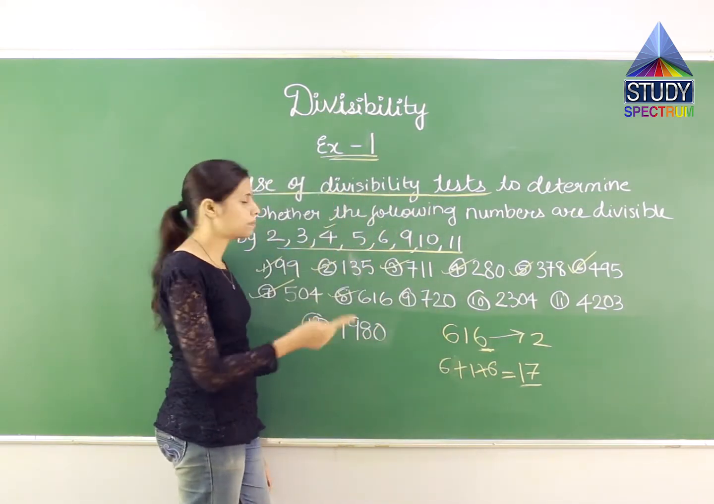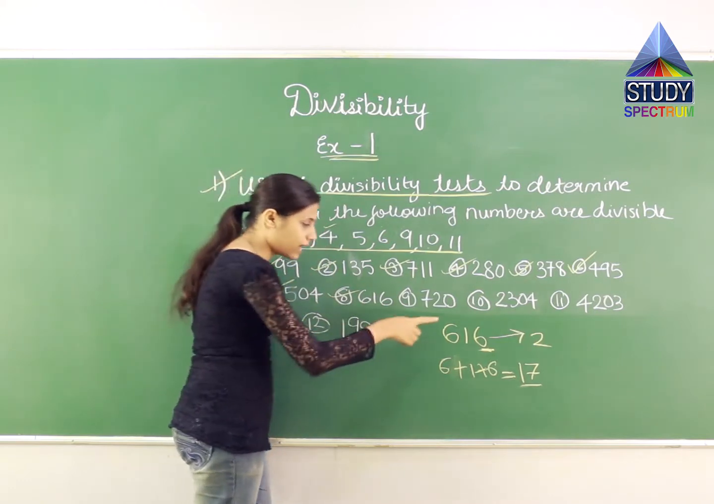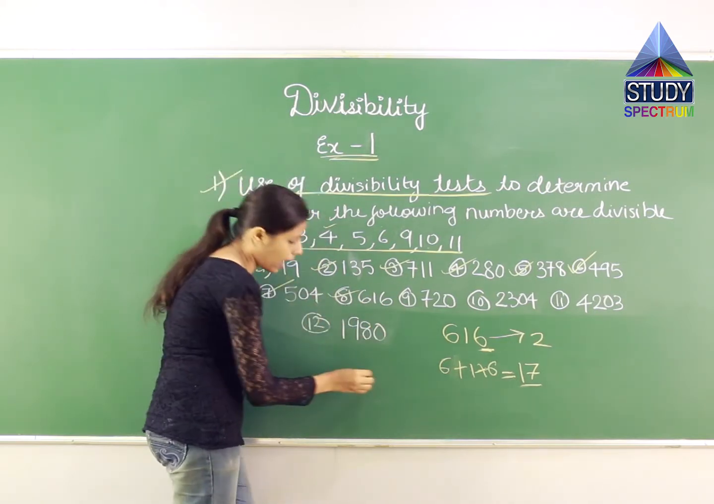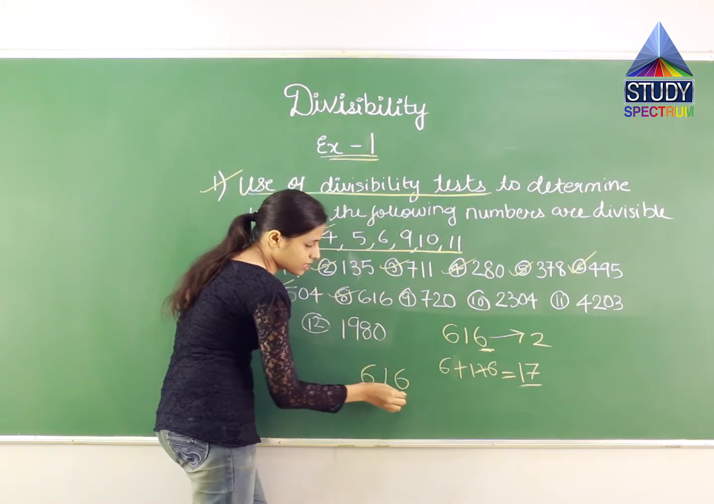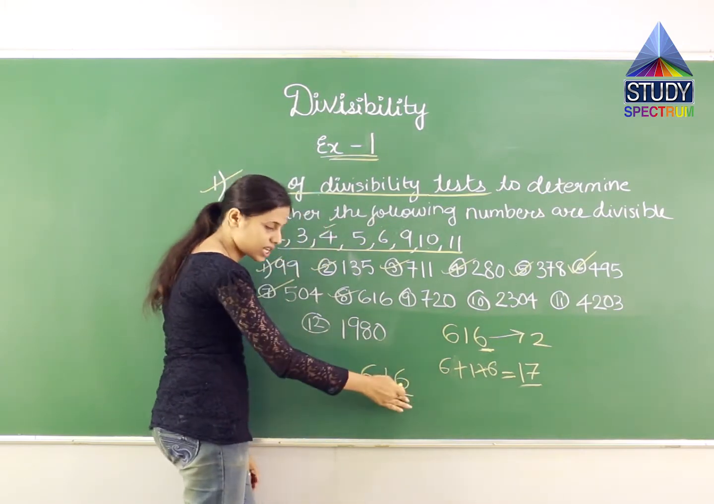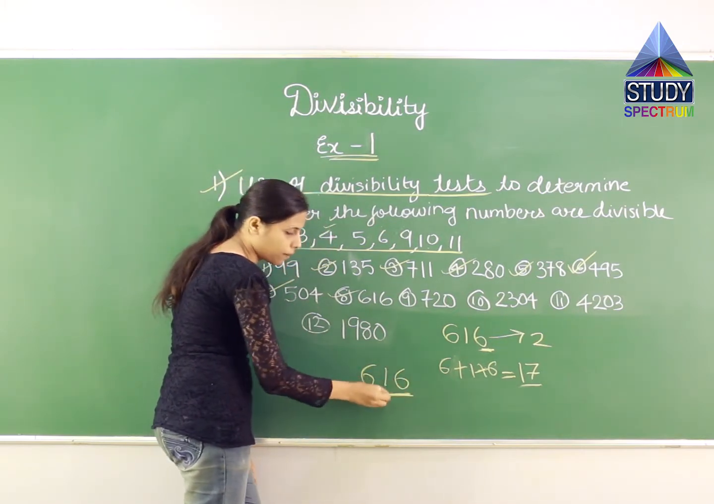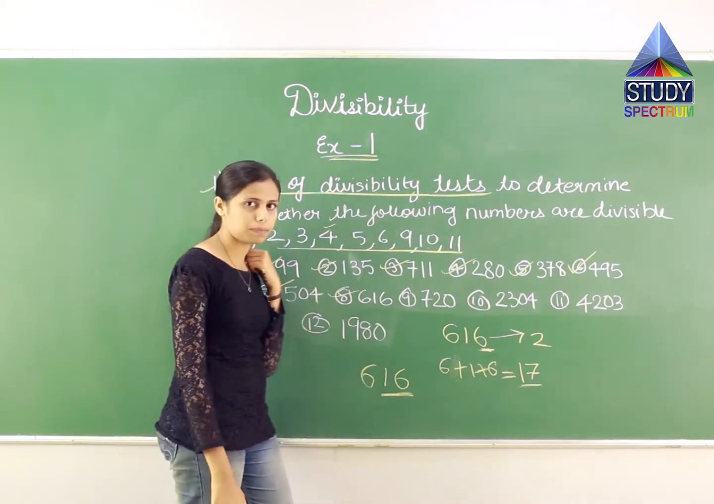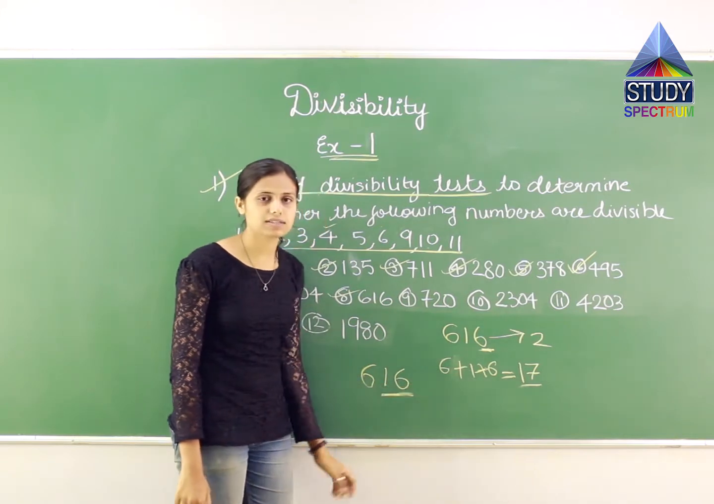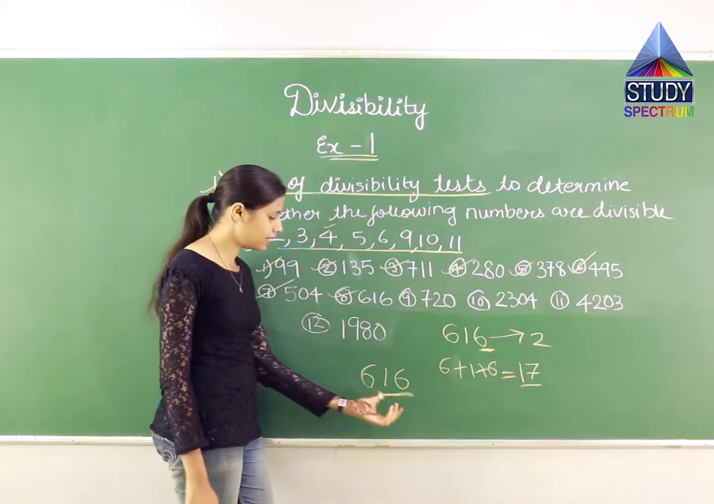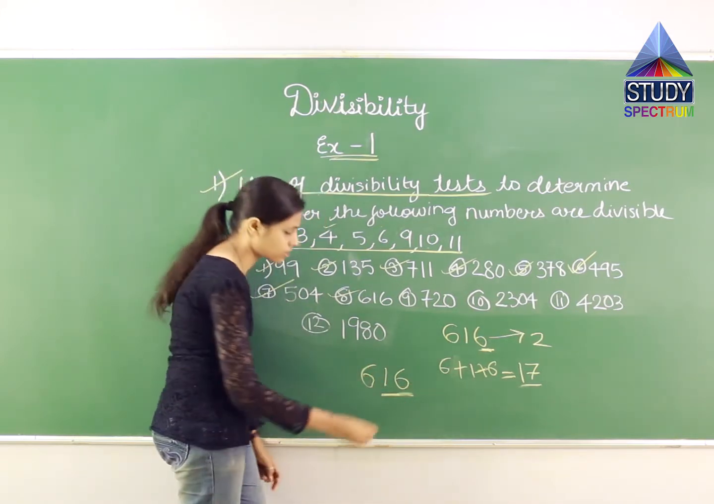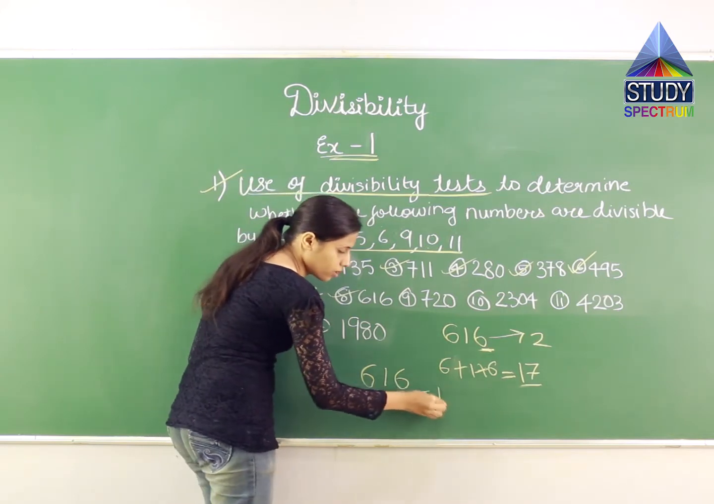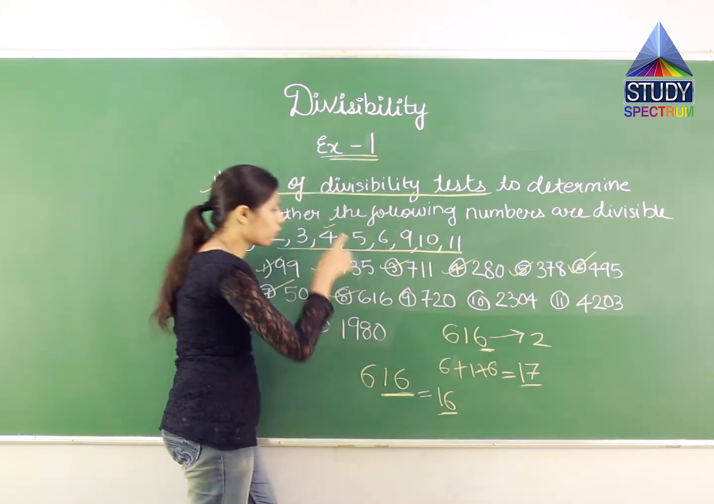Now test of divisibility by 4. Like test of divisibility by 2, I look at this number 616, the end number. If this is an even number, then I look at these two numbers. So look at the last number which is 6. Is it an even number? Yes, 6 is an even number. So I'll consider the last two digits which is 1 and 6. So 16. Is 16 divisible by 4?